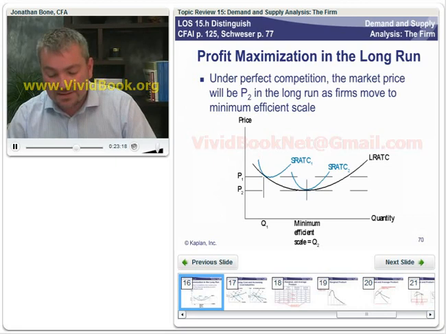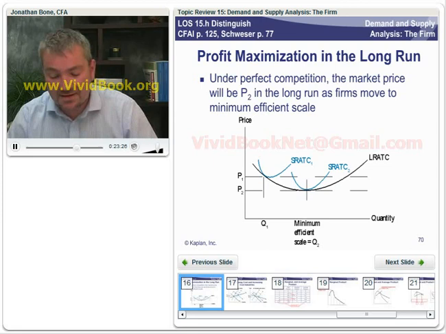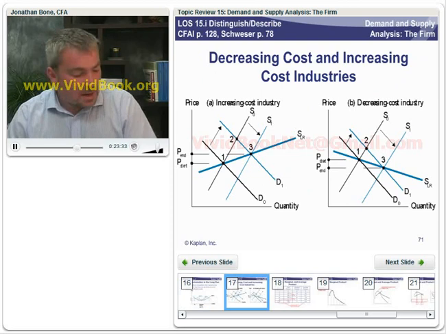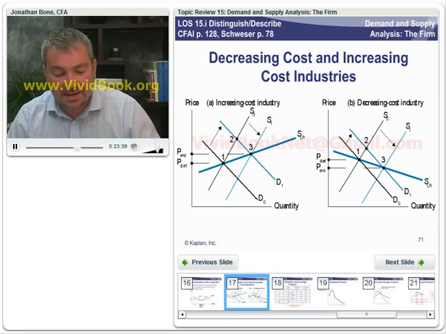And we're asked to distinguish between short-run average total cost, where the size of the firm is fixed, and long-run average total cost curve, where the size of the firm is variable. Okay, decreasing cost and increasing cost industries. Let's just have a quick discussion about that.